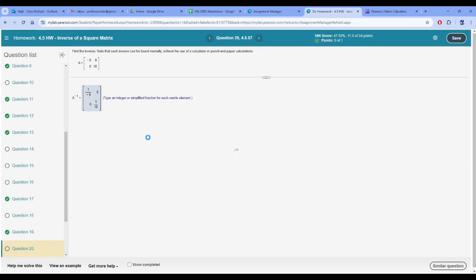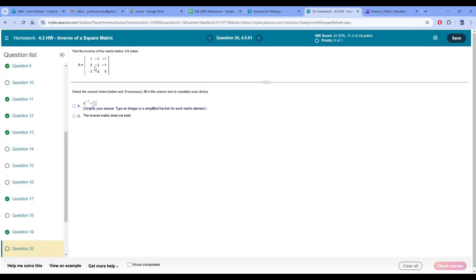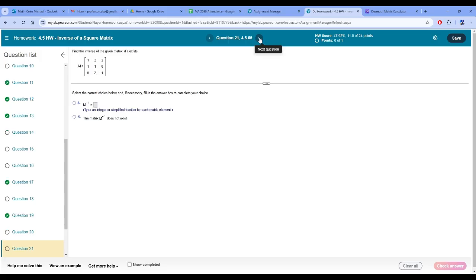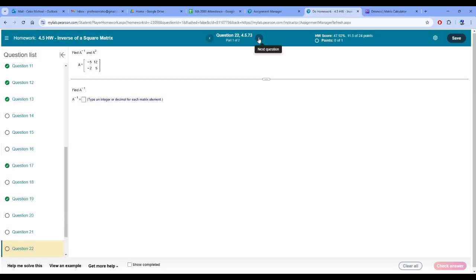There you go. Find the inverse of the matrix if it exists. Use the calculator. Same exact thing. Oh, here they just want you to find A to the negative 1 and A squared. Pretty simple when you have a calculator.